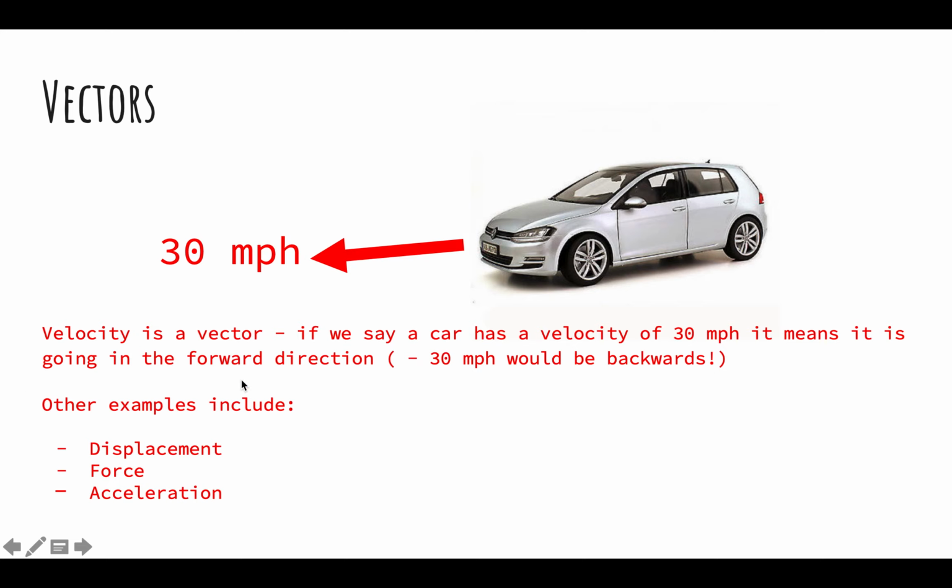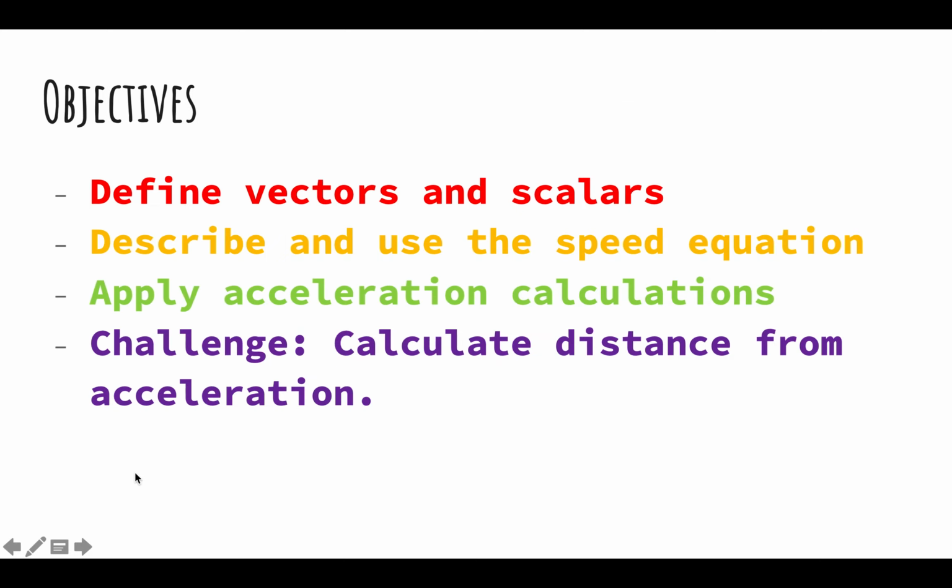Other examples of vectors include displacement, which is the vector for distance, forces, which are always vectors because they always act in a certain direction, and acceleration. With acceleration, you can once again have positive acceleration, increasing in velocity, and negative acceleration, decreasing in velocity. All right, so that's the definition of vectors and scalars.